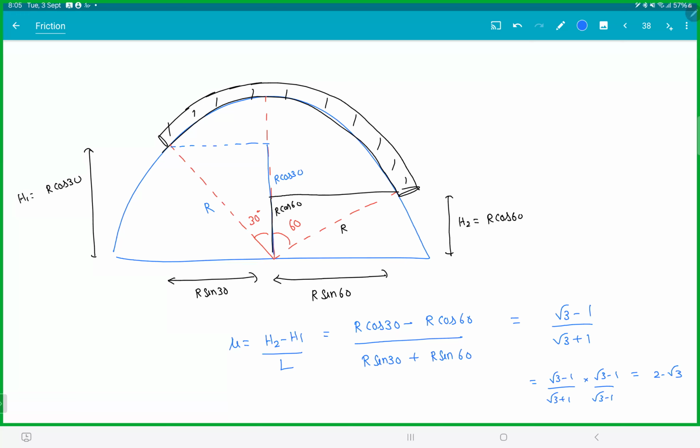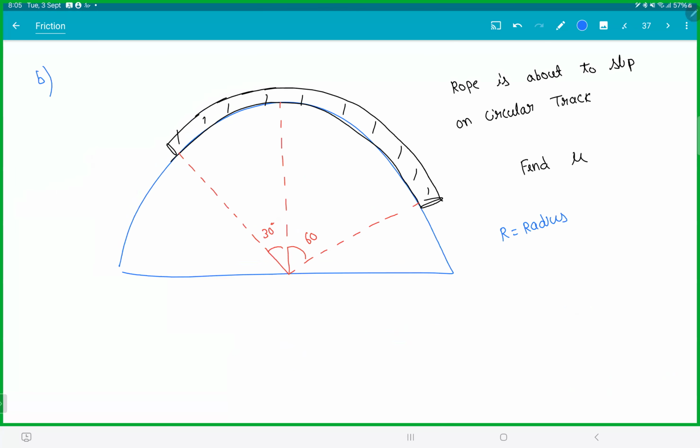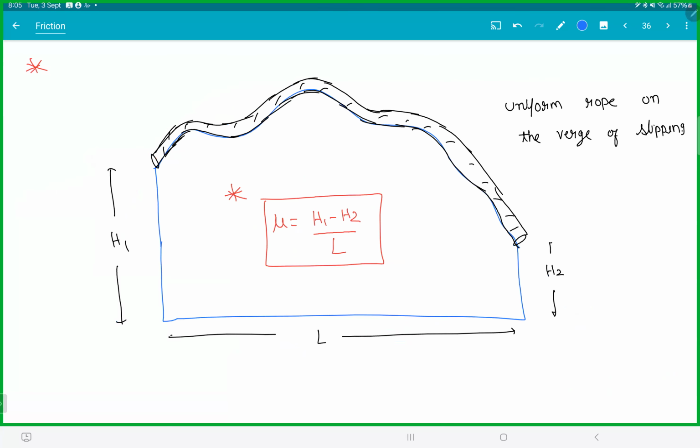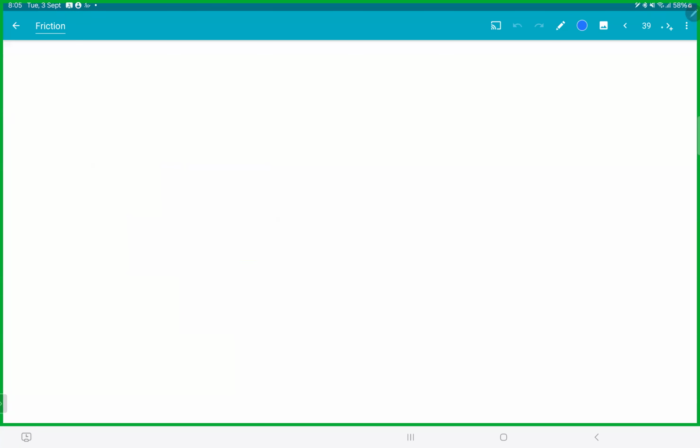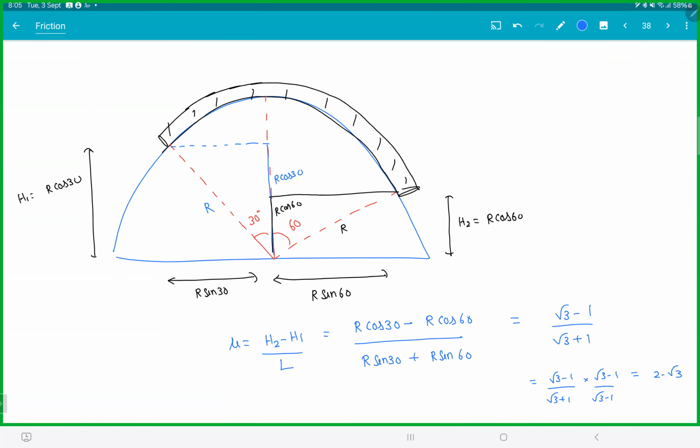You can do that, root 3 plus 1, root 3 minus 1, divide and multiply and finish it off. Clear? This is how they can frame questions. If you try to do this normally, you can, but again, integration will come. But this result will save you because we proved this for any random shape. But be careful, this is only valid when it is about to slip. Clear?